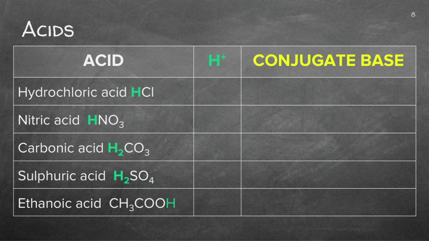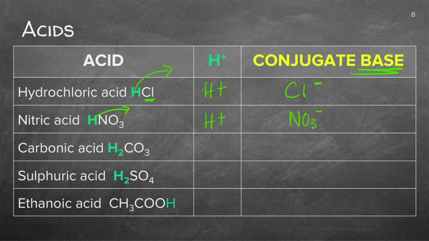So let's have a look at this column. I've got the acid here. Now it will donate the H+. What will remain? The Cl-. That will be the conjugate base, the part that remains. Can you see? I'll have the acid donating the proton or the hydrogen. I've got the nitrate as the conjugate base.